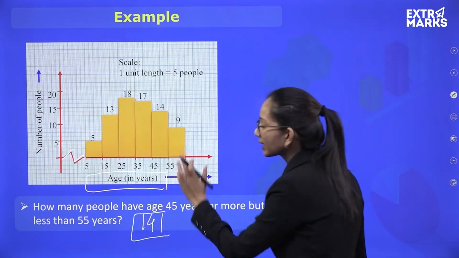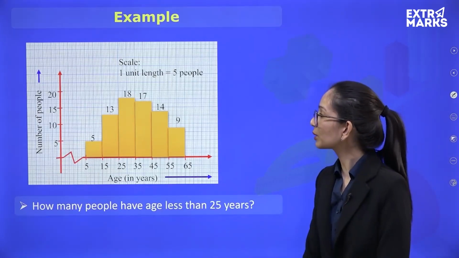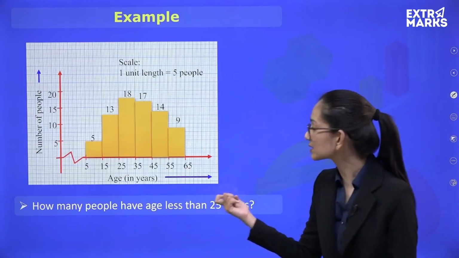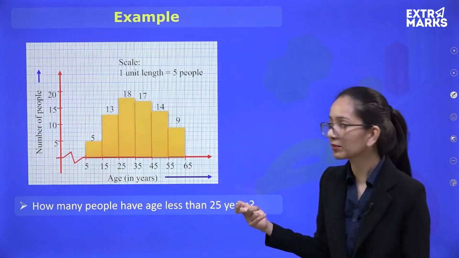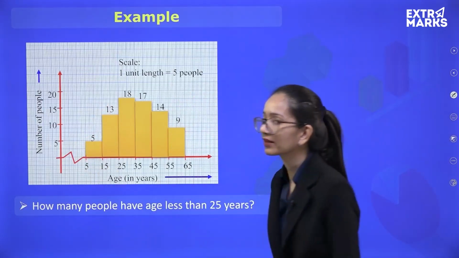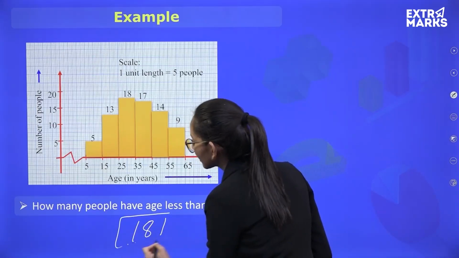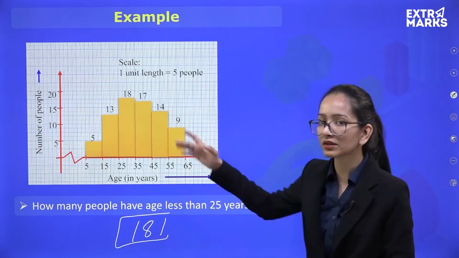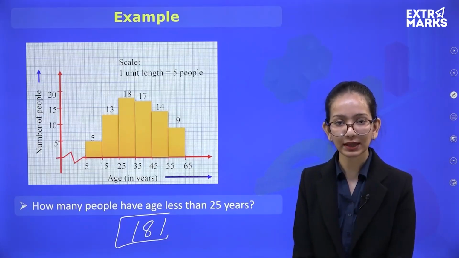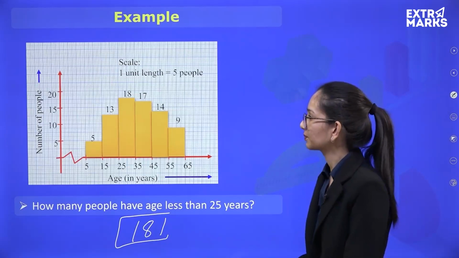So just by looking at this histogram, you can easily answer this question. Now what is the next question? The next question is, how many people have age less than 25 years? It is 13 plus 5, that is 18. So see how easily you can extract the information when the data is given in the form of histogram or in the form of frequency distribution table. That is the advantage of organizing the raw data.